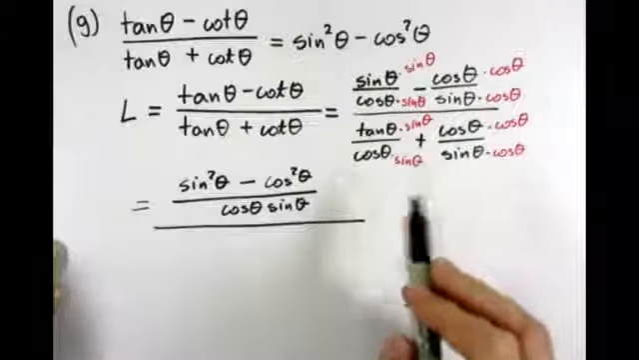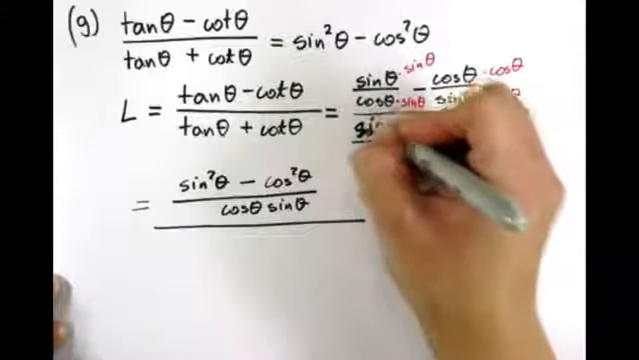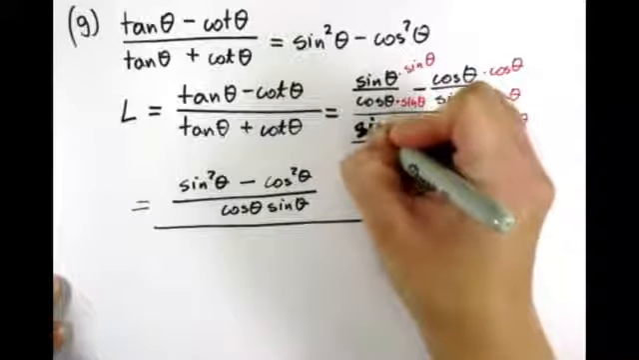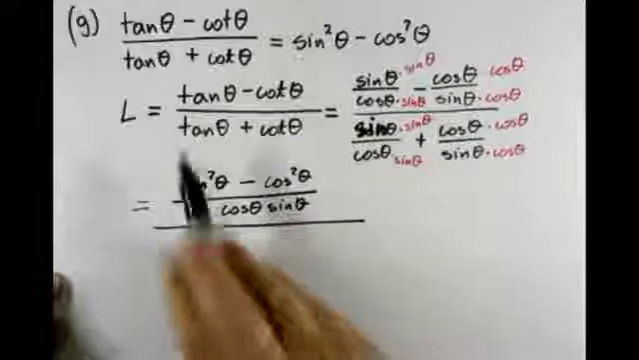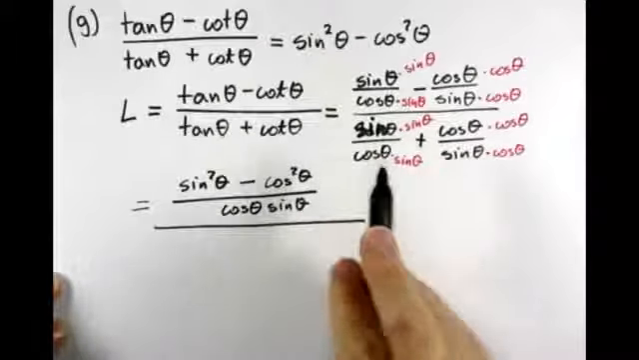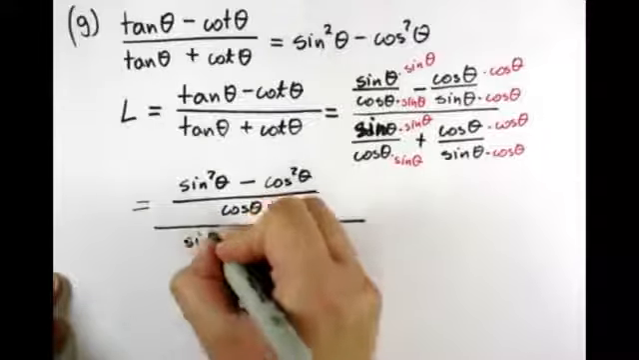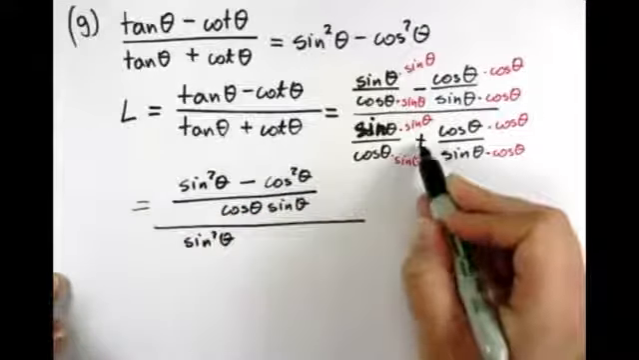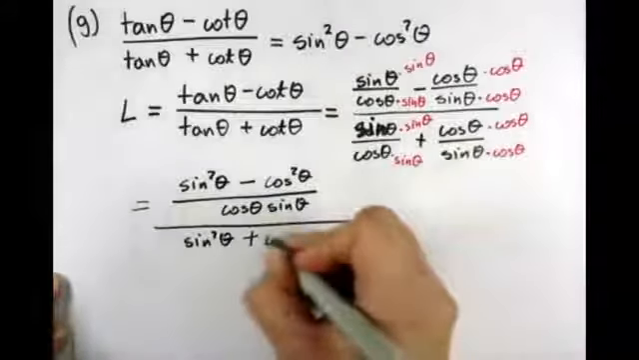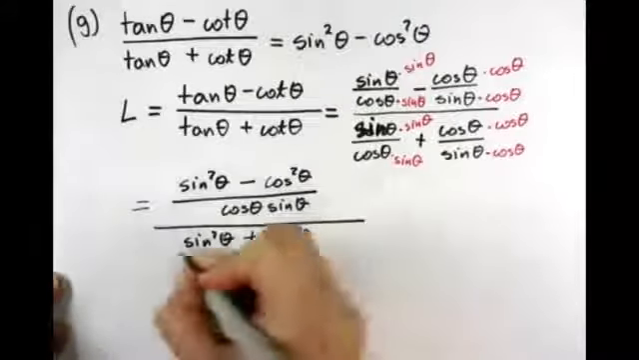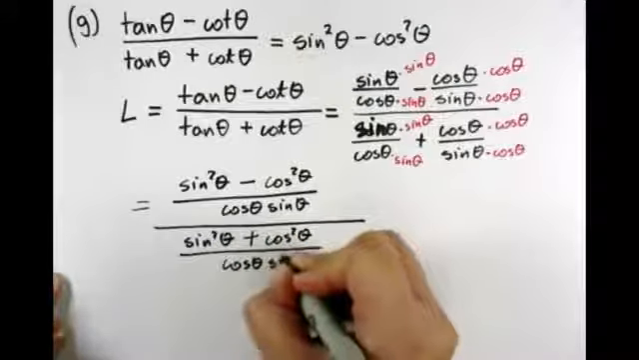And then we have, oh, no, not tangent, it should be sine theta. Sine theta, not tangent, sine. Tangent is sine over cos. So sine times sine gives me sine squared. Then I have plus. Then I have cos times cos gives me cos squared. All over cos times sine theta.